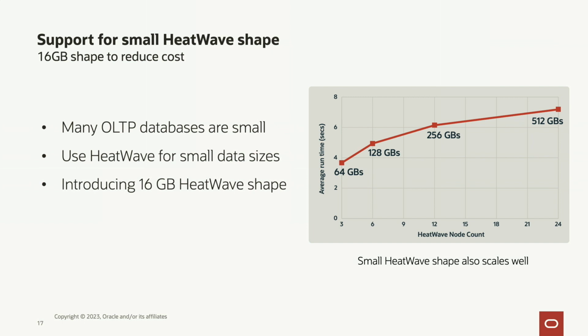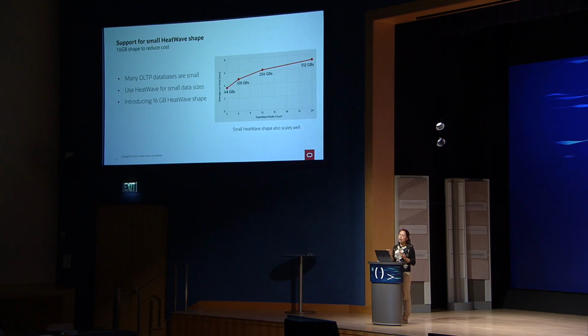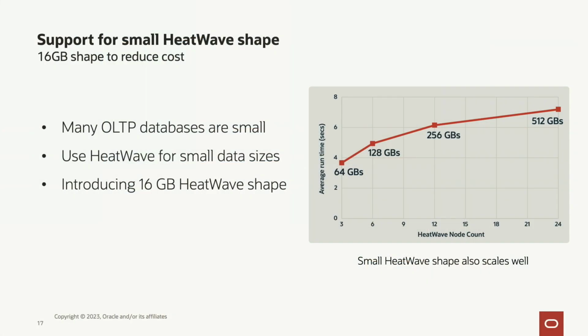So the idea is that we want to allow customers to have some options when they have a smaller workload. They don't need such a big HeatWave node for their query acceleration. They can use a smaller node and lower the cost. And from our testing, the smaller shape scales really well. When we compare the smaller shape versus the bigger shape, the performance is very similar. So our scalability in the small shape is really good.